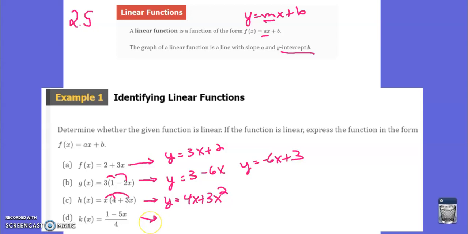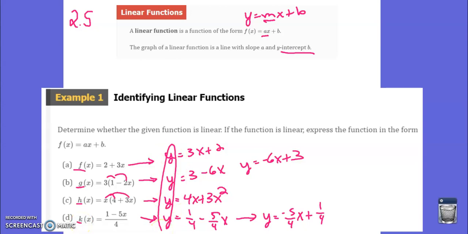And the same thing here, if we divide individually, you're going to get 1/4 minus 5/4 x. And again, if we write it in standard form, negative 5/4 x plus 1/4. And so yes, that would be in y equals mx plus b. And just in general, I know these say f, g, h, and k, but I'm putting it in the generic form of y equals mx plus b.